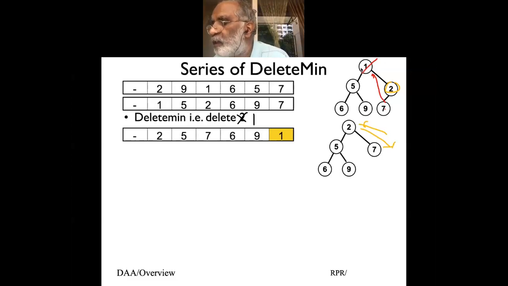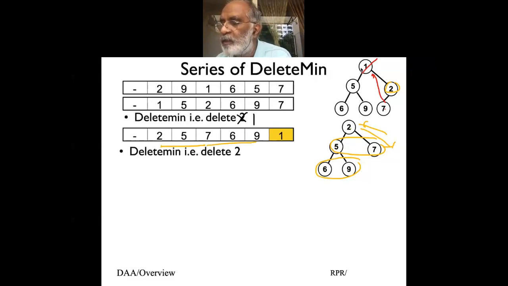Now you look at 2, it is less than both its children. 5 is less than both its children. So we basically get a heap 2, 5, 7, 6, 9. And 1 is here. Now we perform delete min 2. That means I basically delete 2. So 2 would come at the last position here.